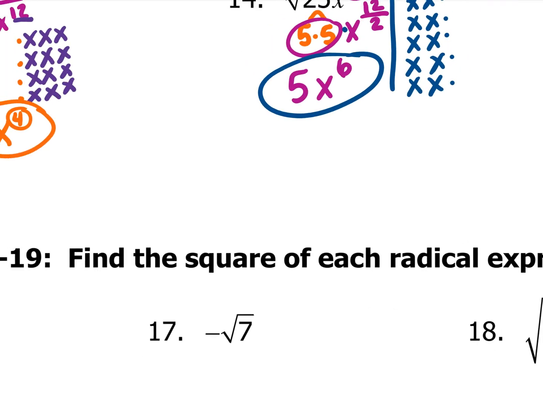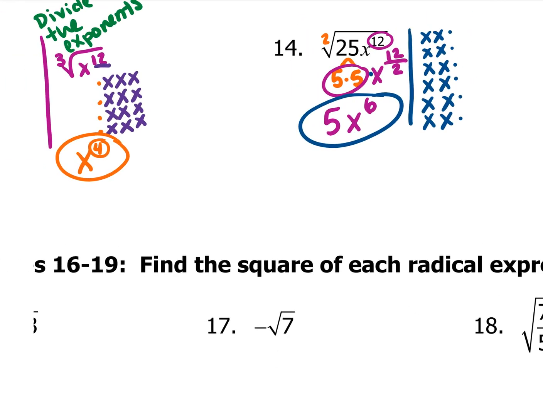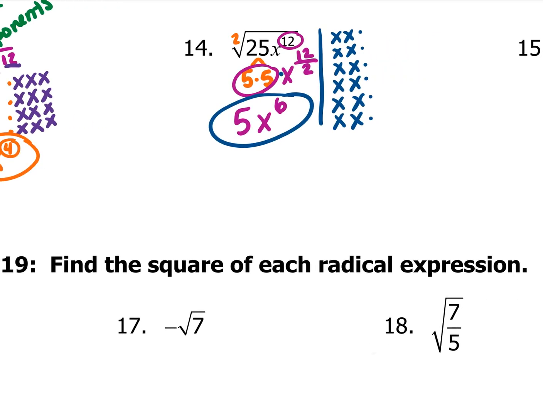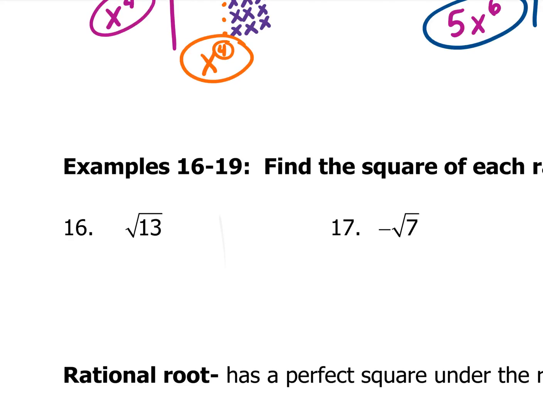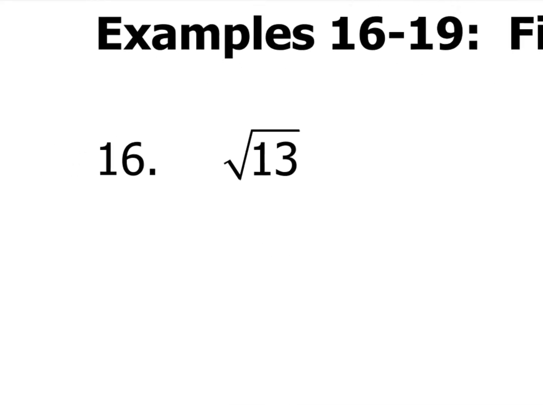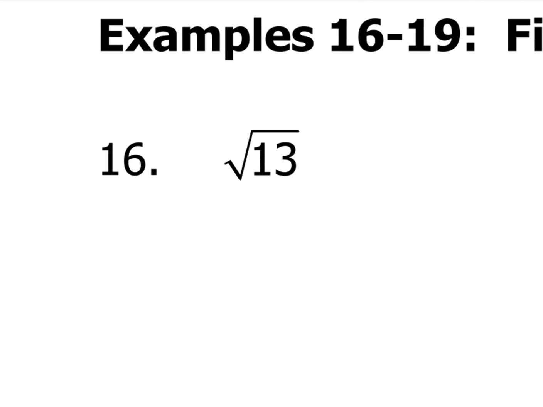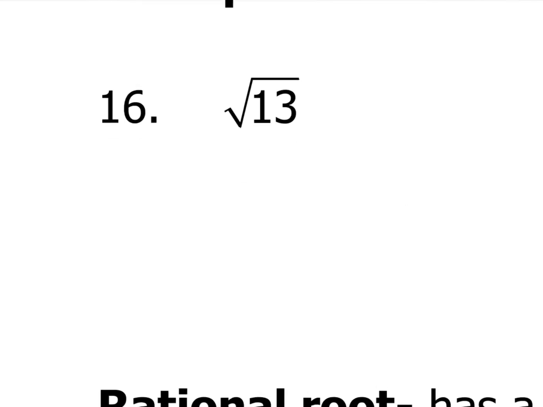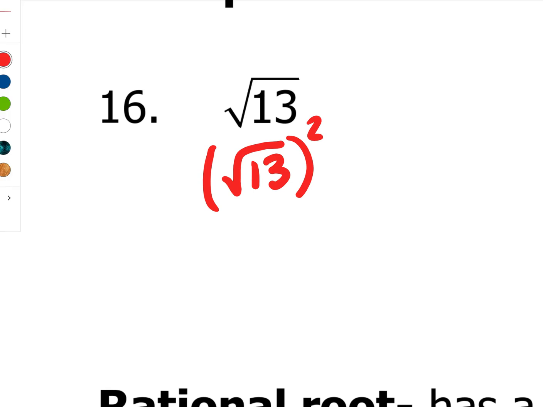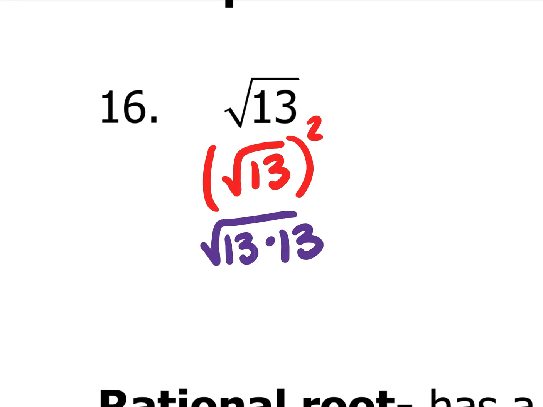These ones are kind of weird on 16 through 19. It wants you to find the square of each radical expression. Now what that means is it wants you to look at your problem and it just wants you to square it. So if I start with the square root of 13, okay, I am going to square it. Now remember that squaring means you're going to write the number multiplied by itself. So if I'm doing that right now, I have square root 13 times square root 13.